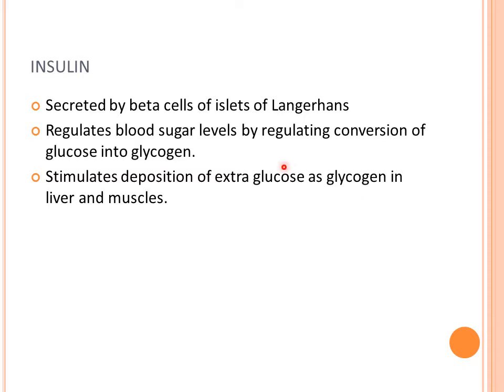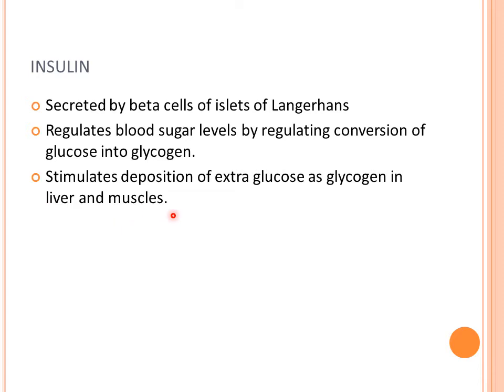Now, insulin is secreted by the beta cells of the islets of Langerhans. Mainly, they regulate the blood sugar levels by conversion of glucose to glycogen. If glucose is present in a larger amount in the blood, it will be converted to glycogen so that it can be stored in the body, whereas in the absence of glucose we can use it. It stimulates the deposition of extra glucose in the blood as glycogen, and it is stored in the liver and muscles.